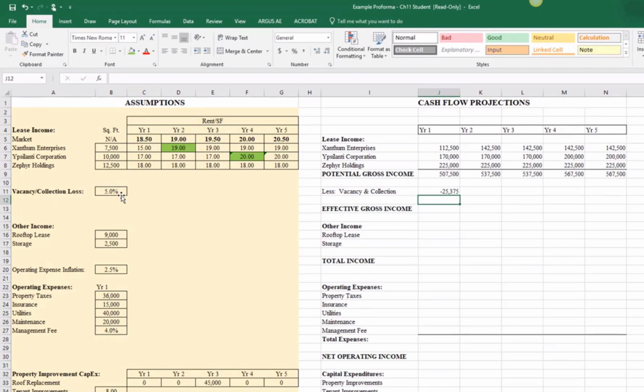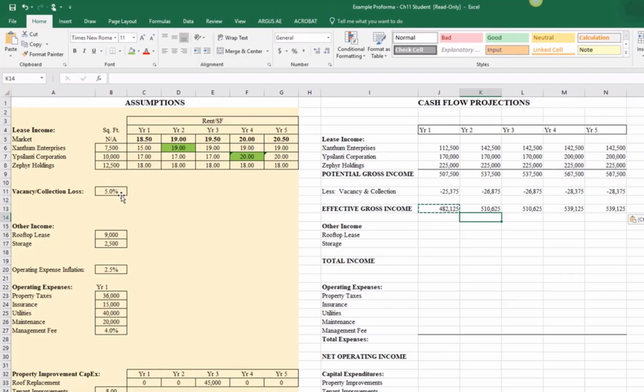So that's what we're doing with our vacancy loss, we're going to multiply that times the potential gross income. I'm going to copy that all the way across. And then if I take the sum of these two cells, I will have my effective gross income. So if I just highlight that whole area, copy that all the way across with a Control-C and a Control-V to paste, I've got my effective gross income all settled.